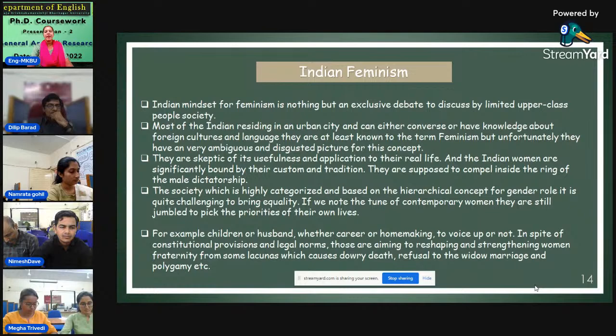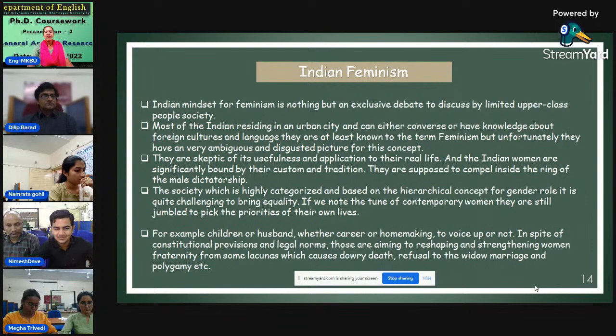In a society which is highly categorized and based on hierarchical concepts of gender roles, it is quite challenging to bring equality. If we note the tune of contemporary women, they are still jumbled in picking the priorities of their own lives. For example, children or husband, career or homemaking, to voice up or not, in spite of constitutional provisions and legal norms aiming at reshaping and strengthening the women's fraternity from some lacunas, which cause dowry death, refusal of widow marriage and polygamy, etc.